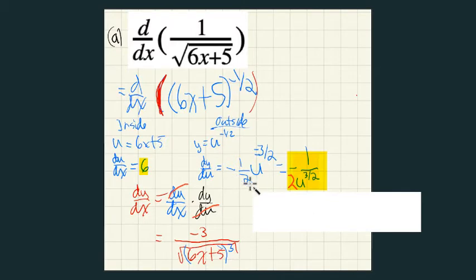The next thing I want to do is look at where I have variables. I've got u to the 3 over 2. That's going to be an exponent of 3, and the 2 in the bottom indicates square root. Then I replace u with 6x plus 5, and that's the final answer.